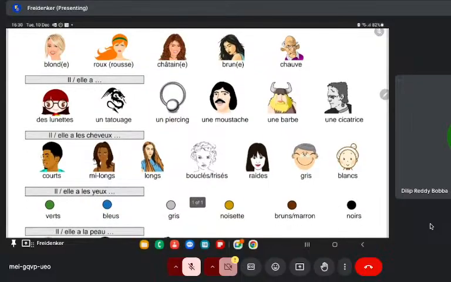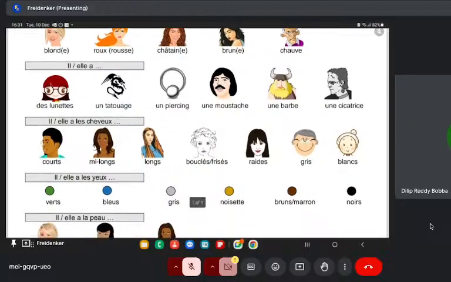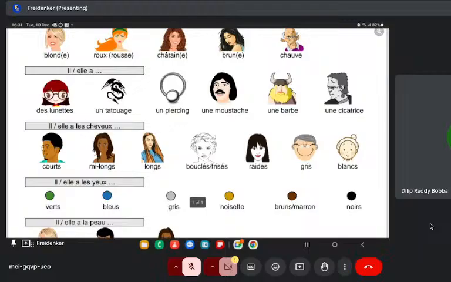Il a, elle a: he has, she has. Des lunettes, spectacles. Tatouage, tattoo. Piercing. Il a une moustache, so you have a moustache. Une barbe, a beard. Une cicatrice, I think it's a scar. So this person has a scar on his forehead, right? So une cicatrice.